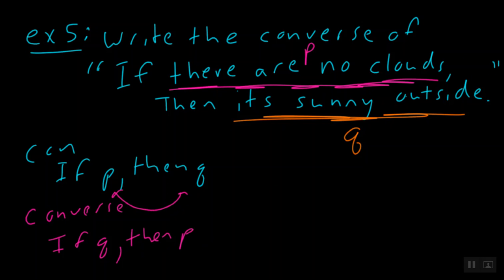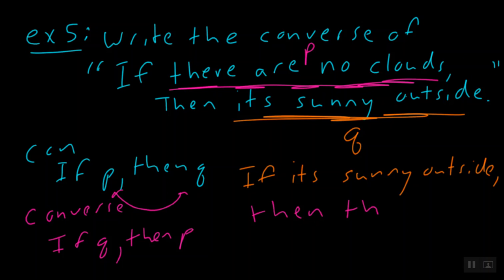So let's go ahead and write this out. We'll say this: if it's sunny outside, then there are no clouds. I'll say it one more time: if it's sunny outside, then there are no clouds. And guys, that is the converse. We just take the two things and we switch them.